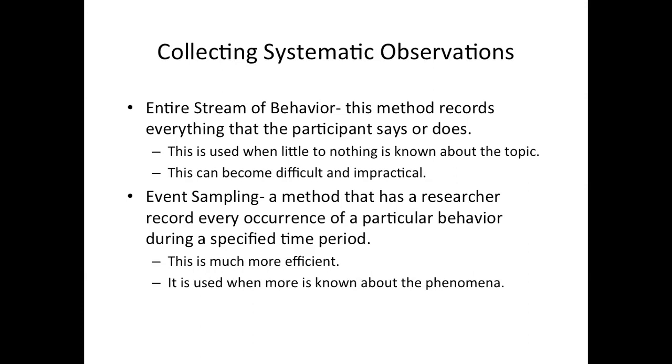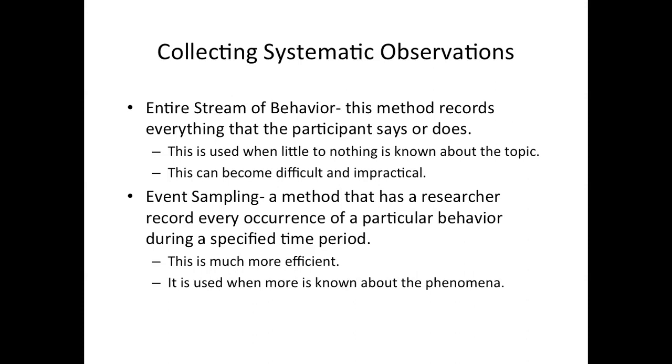So if I know very little about a topic, as is the case with naturalistic observation, I don't know what's important and what's not important. So what I might do is take as many notes as possible. The problem with trying to collect data on the entire stream of behavior is that it is very hard to do. It is very impractical to do. So people can speak and act faster than you can write notes down. So you're going to miss things.